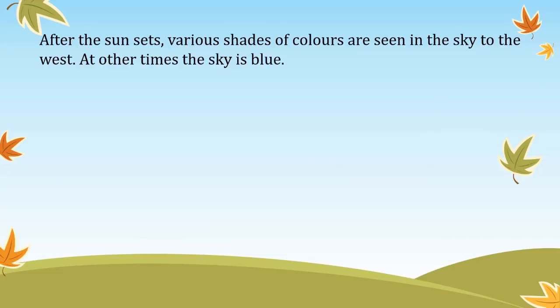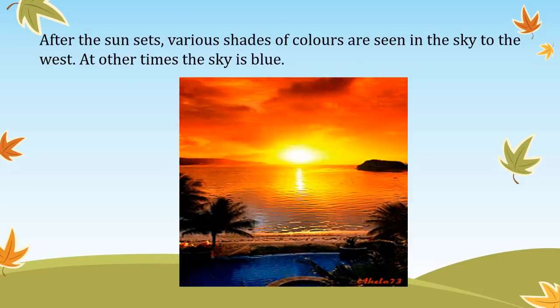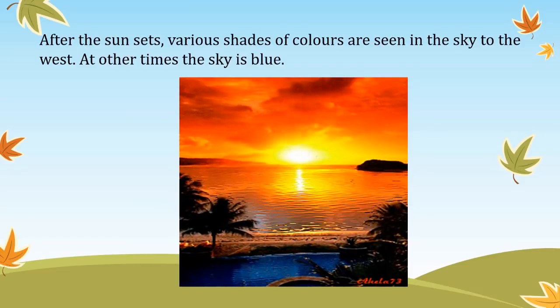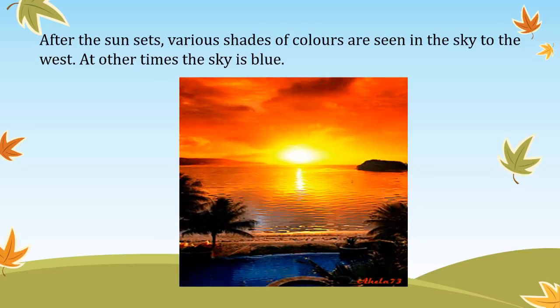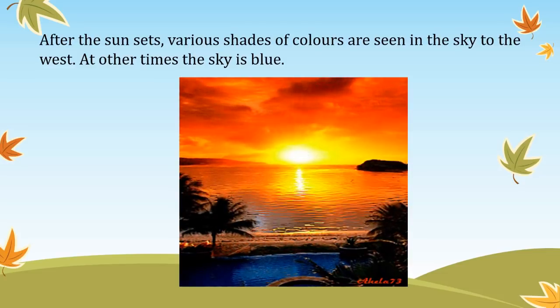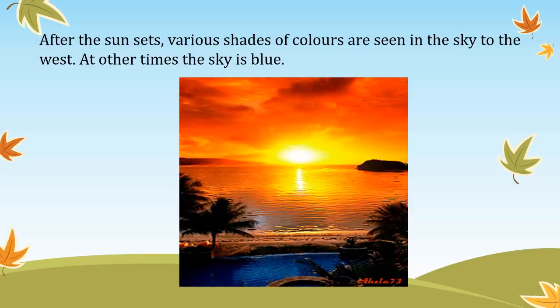After the sunset, various shades of colors are seen in the sky to the west. At other times, the sky is blue. So students, the sun starts moving down and the brightness of the sun goes on decreasing slowly. Also, the color of the sky starts changing, which looks really beautiful as you can see in the picture.